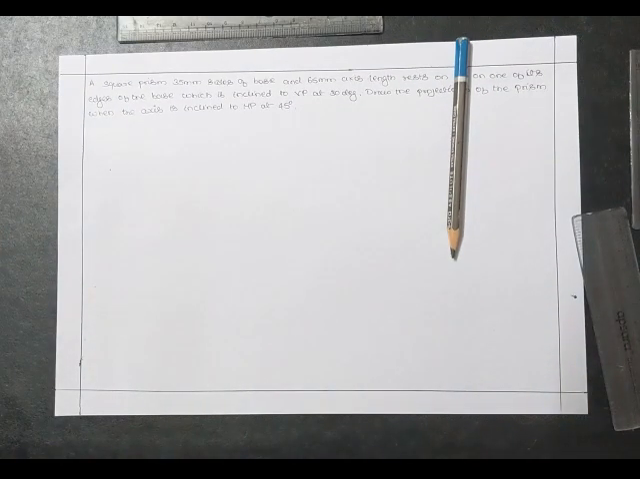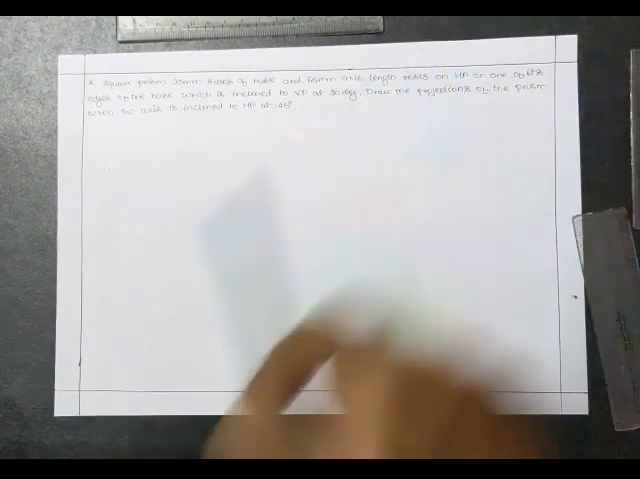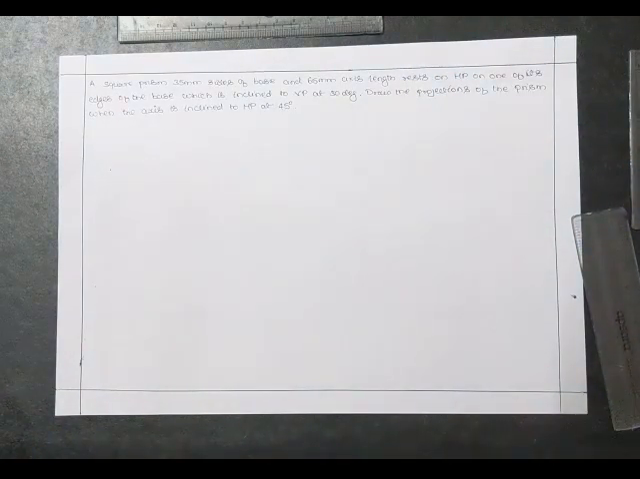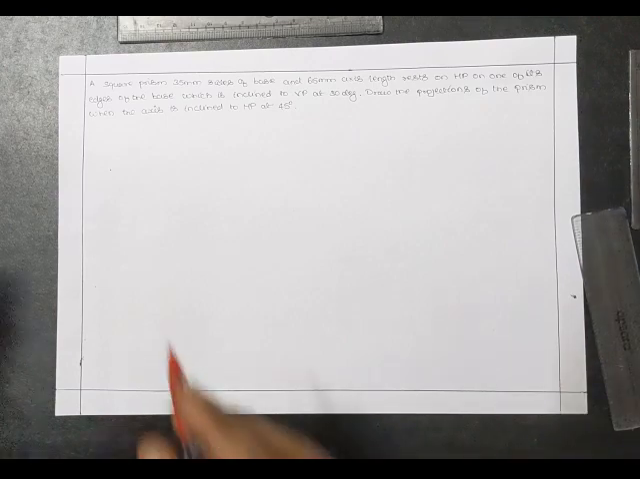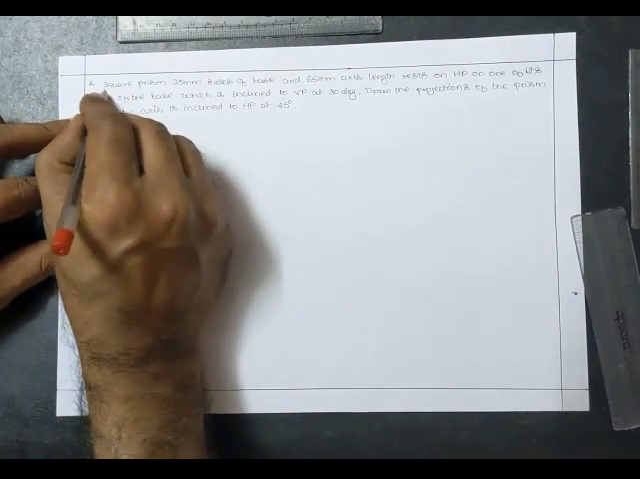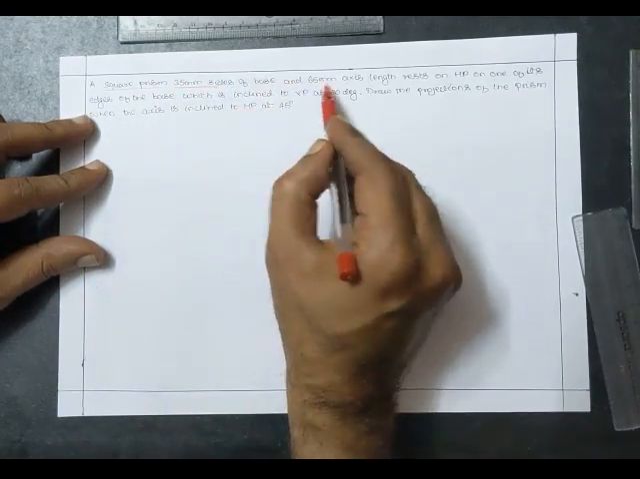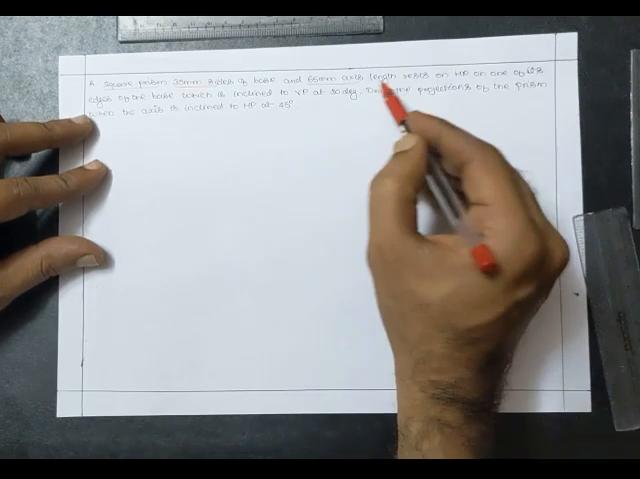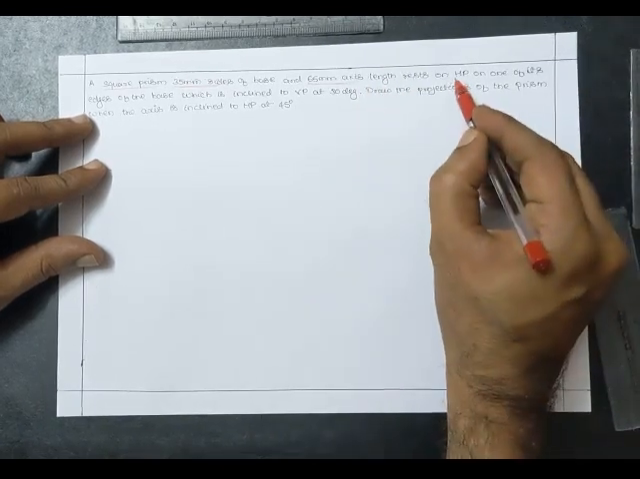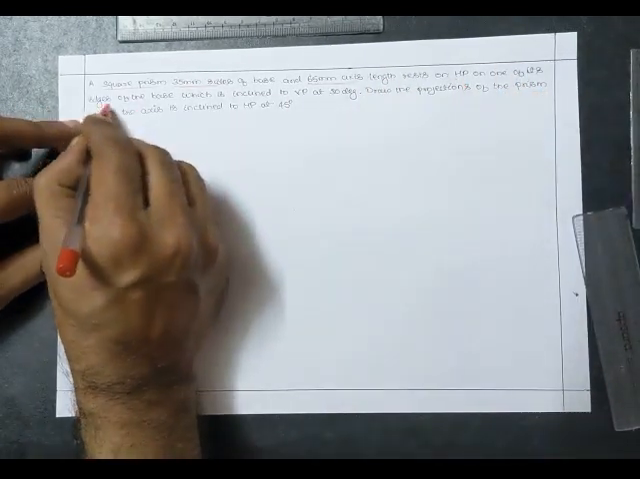Hello dear students. So now we're going to discuss solid problems. Let us read the problem and understand what has been given. Given is a square prism, 35 millimeter sides of base and 65 millimeter axis length, resting on HP on one of its edges of the base.